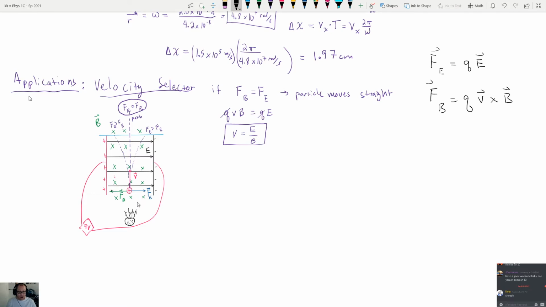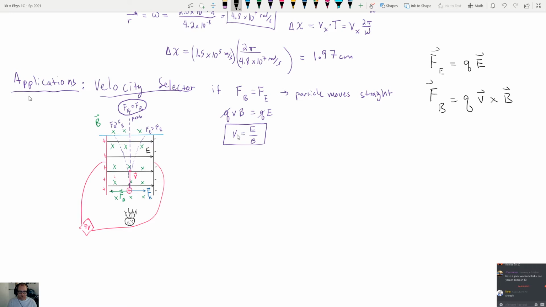Now, depending on what velocity they have, if the velocity is too small, they're going to swerve off to the right because the electric force is going to be bigger than the magnetic force. If the velocity is too big, they're going to swerve off to the left because the magnetic force will be greater than the electric force.